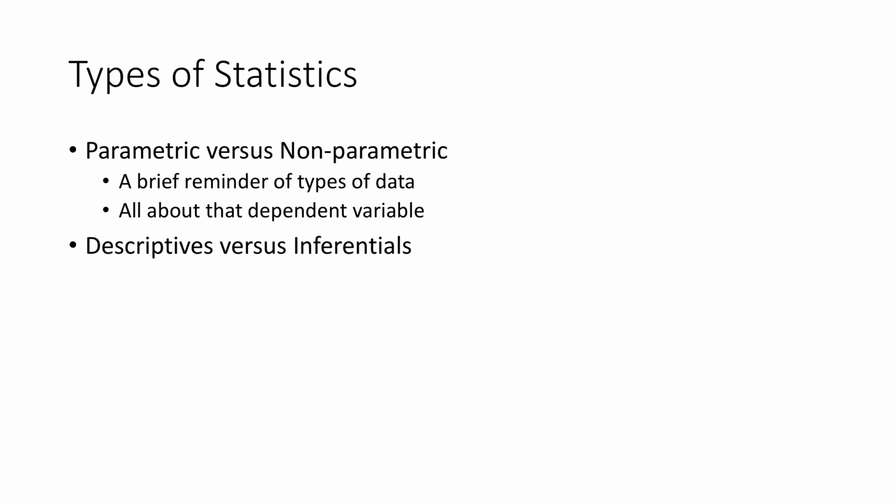So the DV often dictates or tells you which type of statistic to run, non-parametric versus parametric. The DV is like the scale of the DV, the types of the DV, or even whether or not it is normally distributed, or if it meets the assumptions of the data, which we'll get to in a couple of lectures.